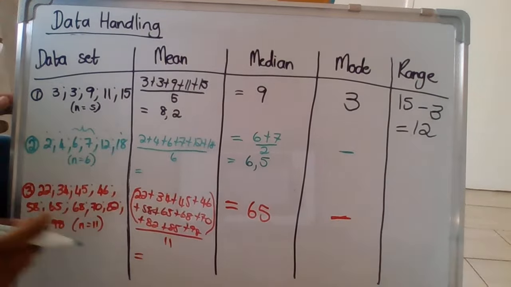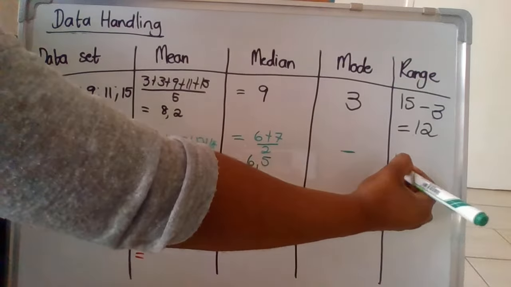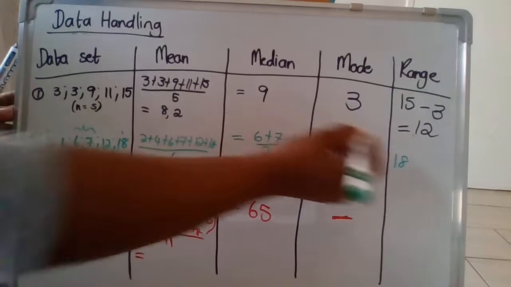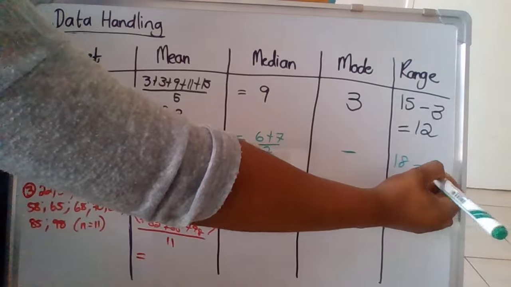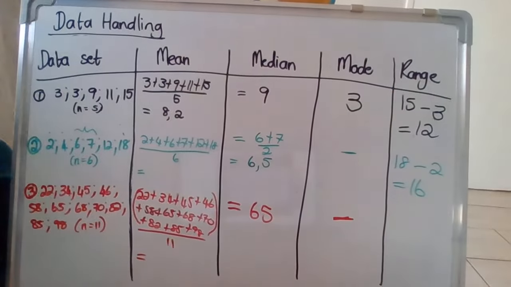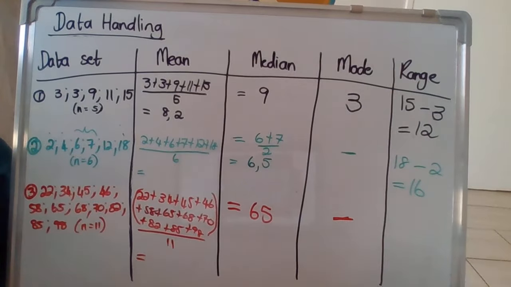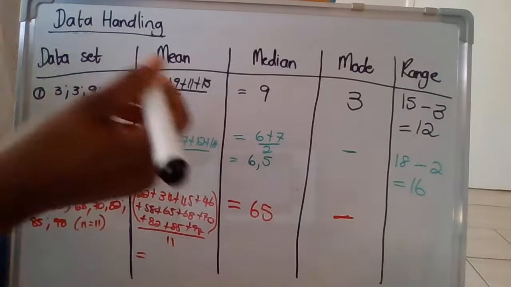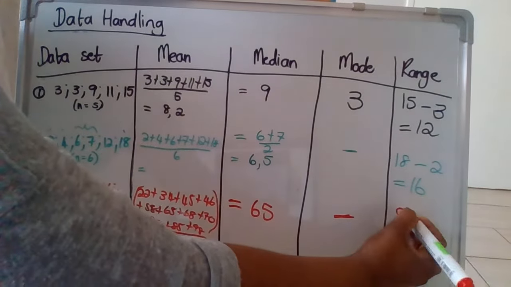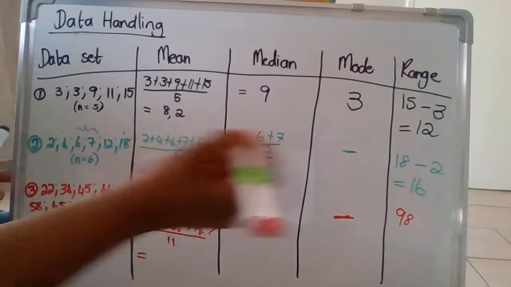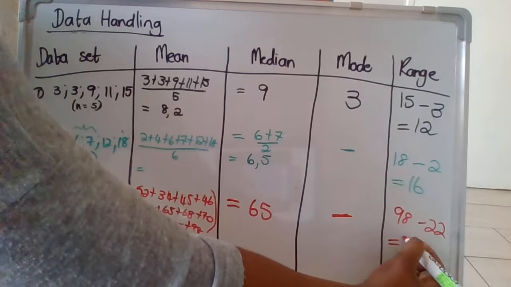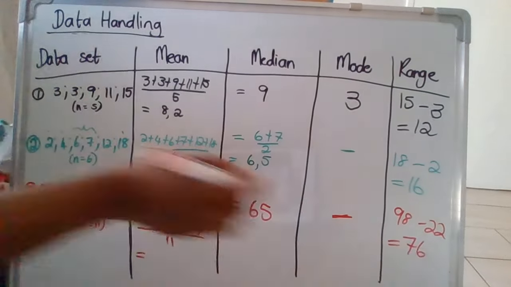On the second one here, my highest value is 18, and my lowest is 2. So it's 18 minus 2. This gives me 16. The last one, my highest value is 98. So it's 98 minus my lowest value, which is 22. So here my range is 76.